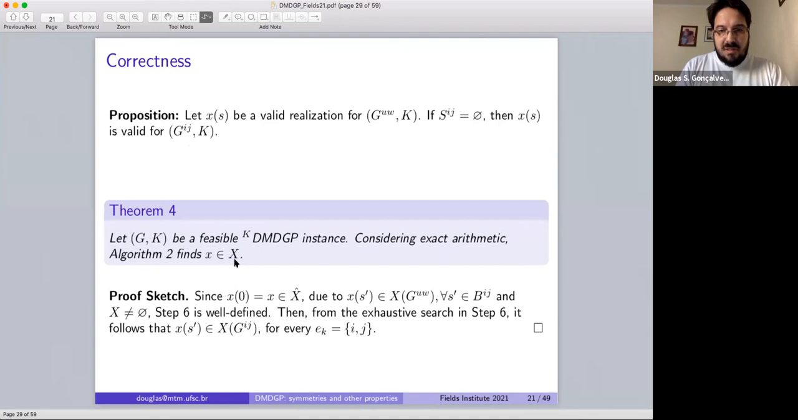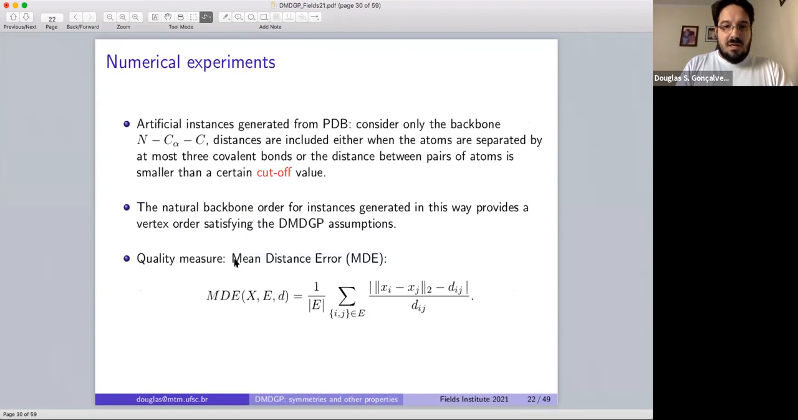Okay, the time ran out fast. Let me go through the numerical experiments very fast. And so we tested on some artificial instances based on proteins. So we basically download a protein from PDB and we consider only the distance between the atoms in the backbone and its alpha carbon.